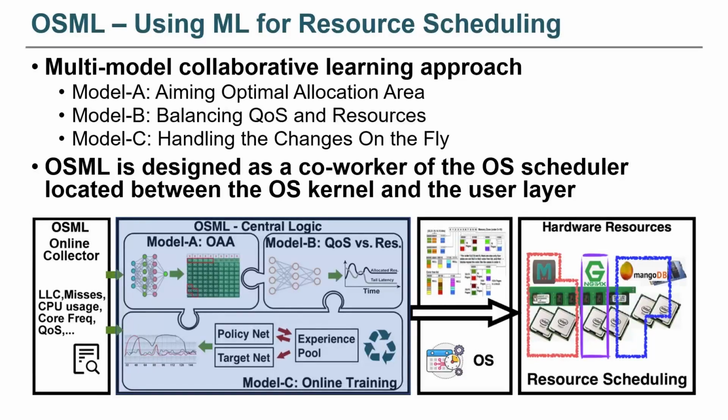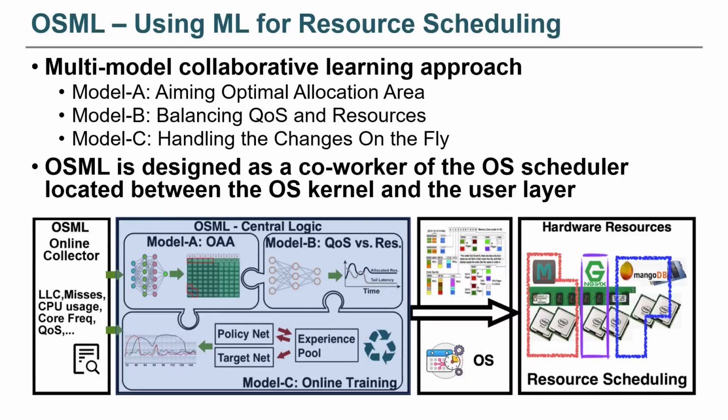OSML uses collaborative machine learning models for intelligent resource scheduling. Model A and Model B are data-driven static models. OSML uses Model A to predict OAA and RCliff. Model B is used to balance QoS and resource allocations among collocated LC services. Model C is a reinforcement learning model. It is used to handle the changes on the fly.